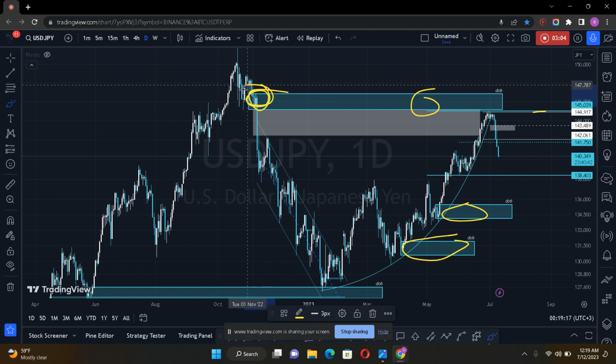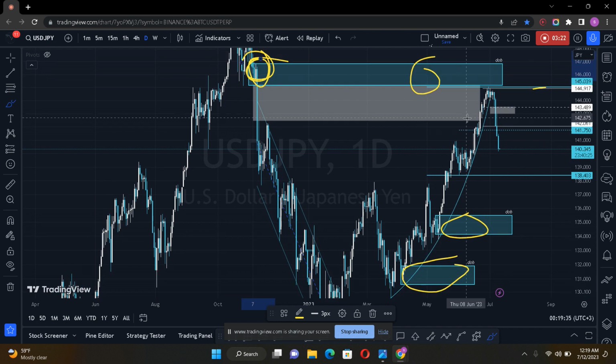This is a zone of perceived premium value by market participants. So at this level is where we have a lot of orders being executed at market, thus leading to an impulse move to the downside.